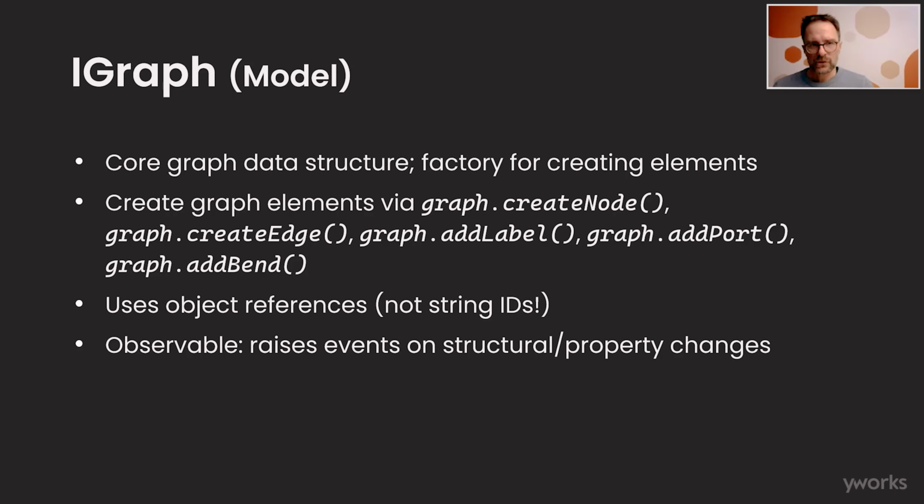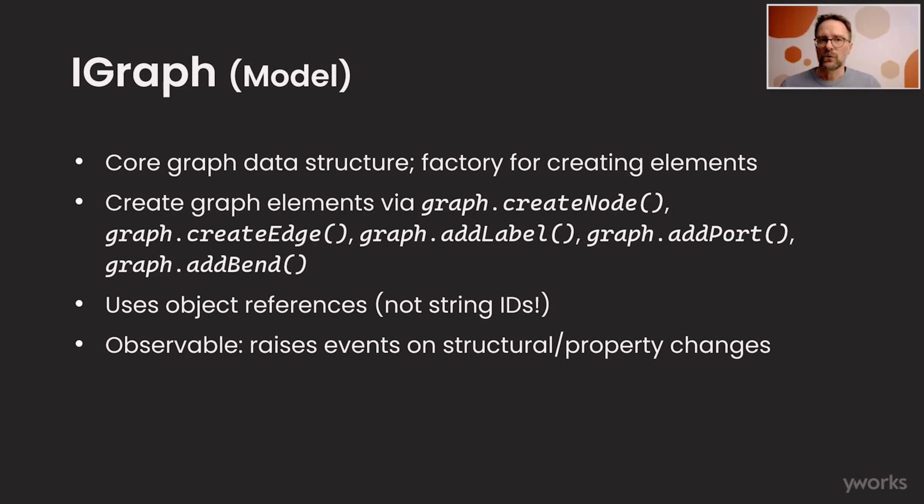Then we have the model, which is the graph itself. It contains the data, and it also serves as a factory for you as a programmer to create the elements, to populate the model. There are methods on the graph like create node, create edge, add label, add port, or add band, which populate the graph. And there are also methods that will modify the elements on the graph. But these are the most important ones, obviously, for creating the graph.